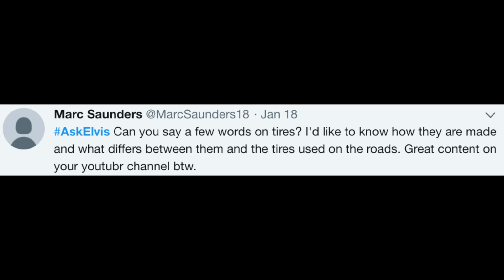Mark Saunders says, can you say a few words on tyres? I'd like to know how they're made and what differs between them and the tyres used on road cars. Okay, well, apart from the obvious ones, that one has a tread on it, one slick, they are made very differently. They're designed very differently. Your road car, of course, is designed with durability in mind. It's got to last for, I don't know, 10,000 kilometres or whatever it's got to last. Probably more than that even.